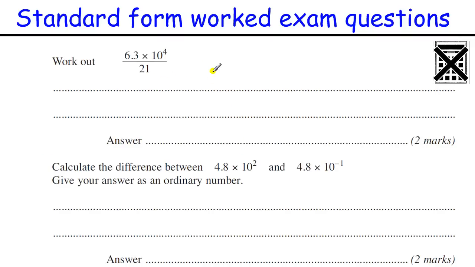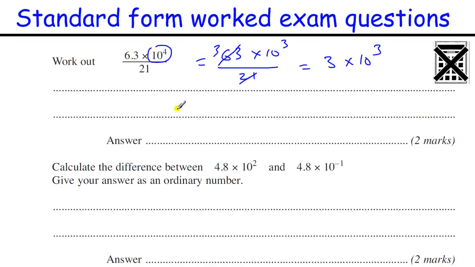Okay, another one we've got to do division. So if I change that to 63 times 10 to the 3 by taking a power of 10 out of here and timesing the 63 by it, then my 63 divided by 21 is just 3. That goes into that 3 times, and you're just left with 10 to the power of 3. So 3 times 10 to the power of 3.